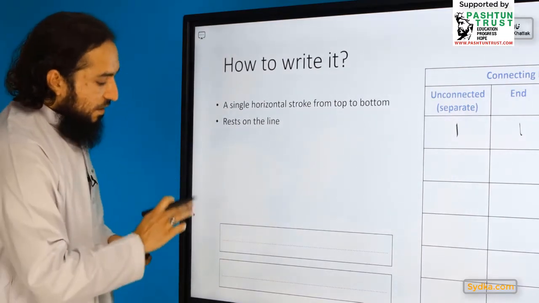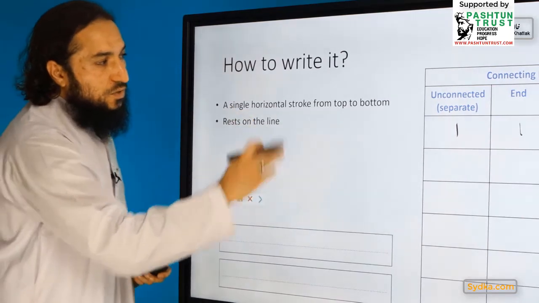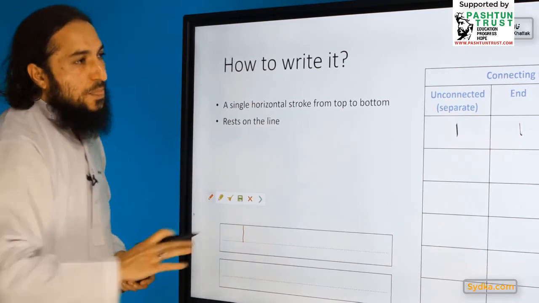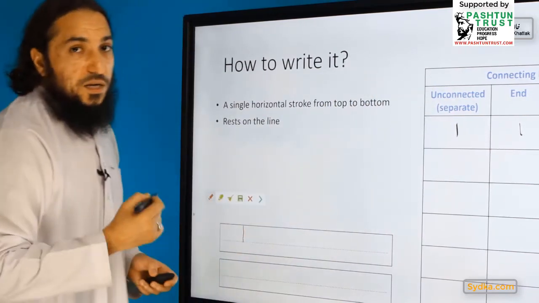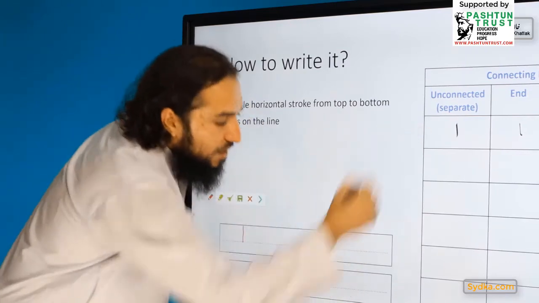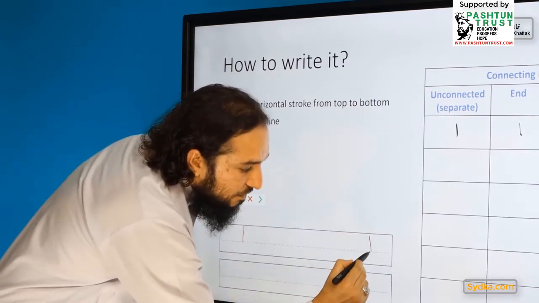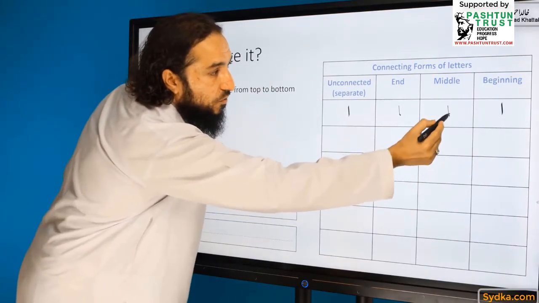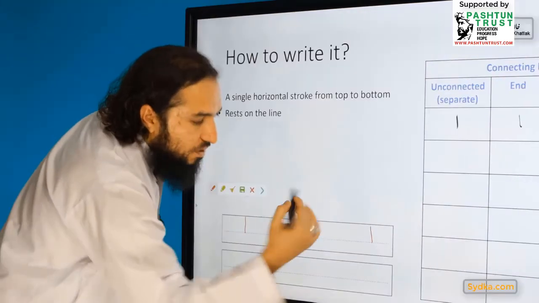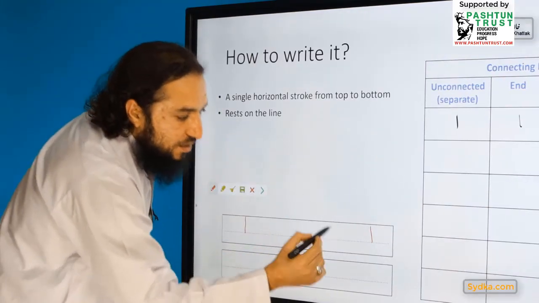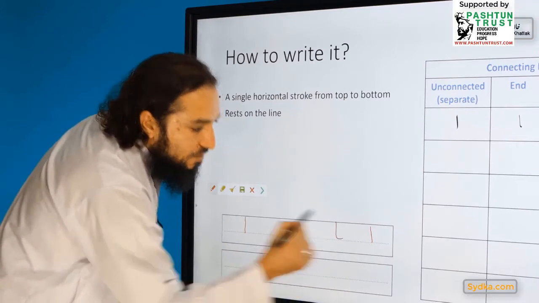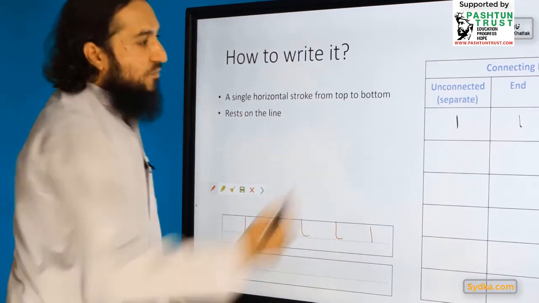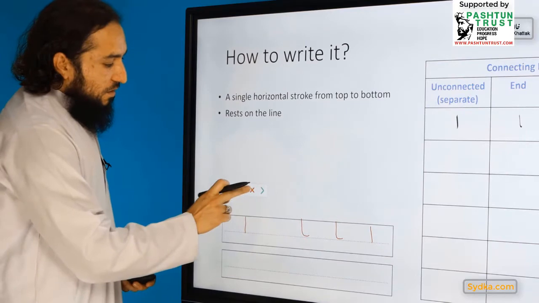How to write it? It's a single vertical stroke from top to bottom. You start like this, and it rests on the line. If you have the alif in the beginning, it's written the same as when it is unconnected. If it is in the middle, there's a connecting point before it. You write some other letters and then connect to that. Similarly at the end, you can connect something before it, and it rests on the line.